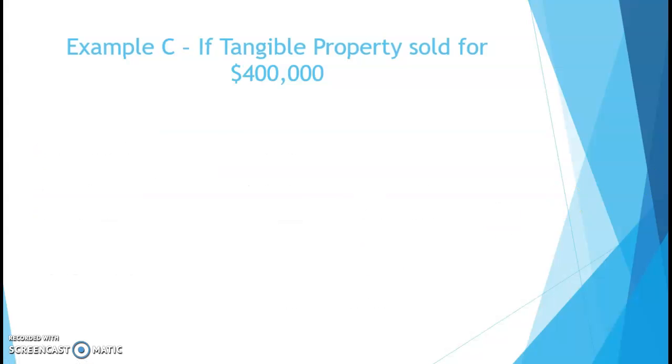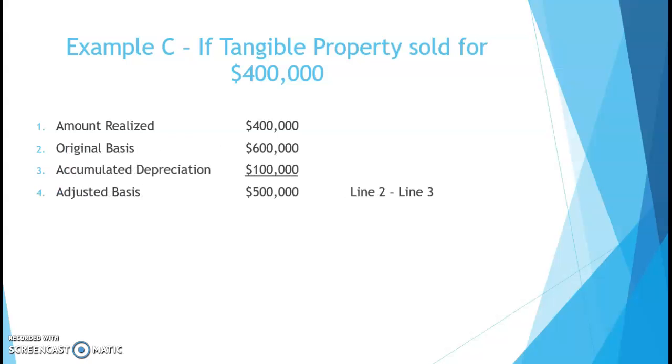So example C, what would happen if a tangible property sold for $400,000? Well, we have our amount realized of $400,000. Once again, we have our same original basis and accumulated depreciation, as well as our adjusted basis, which would total $500,000, as we've seen in the previous two examples.